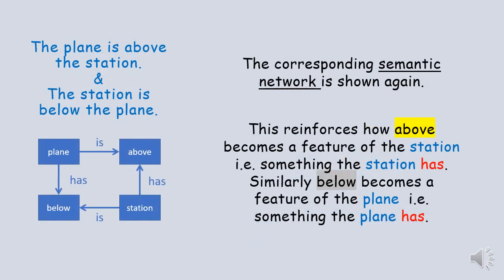The corresponding semantic network is shown again. This reinforces how above has become a feature of the station. That is something the station has. Similarly, below becomes a feature of the plane. That is something that the plane has.